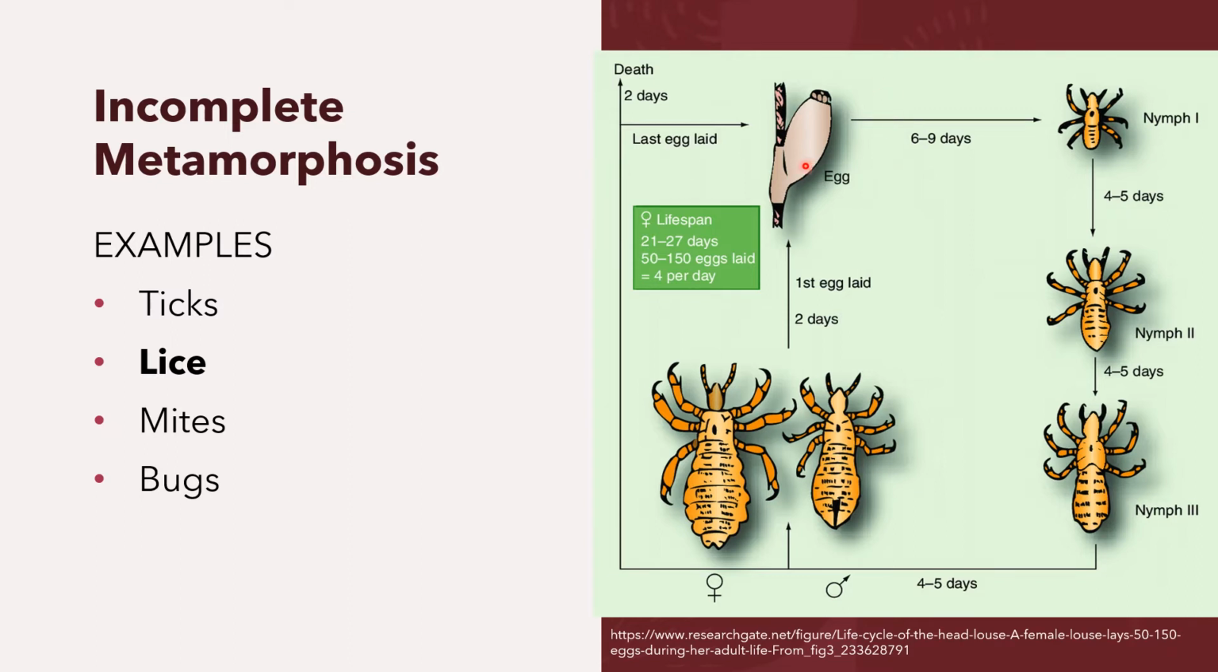From the egg hatches the first nymphal stage, which after molts develops into nymph 2, then nymph 3, and then to either a male or a female louse. So this type of life cycle exhibits the presence of the egg, the nymphs, and the adults.